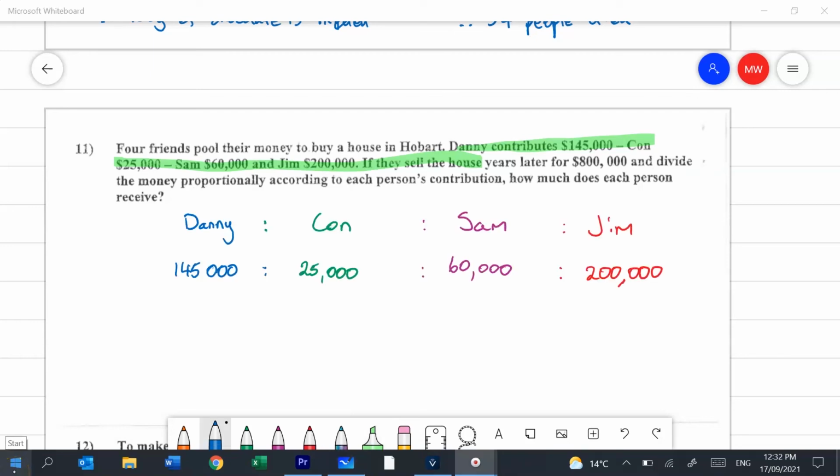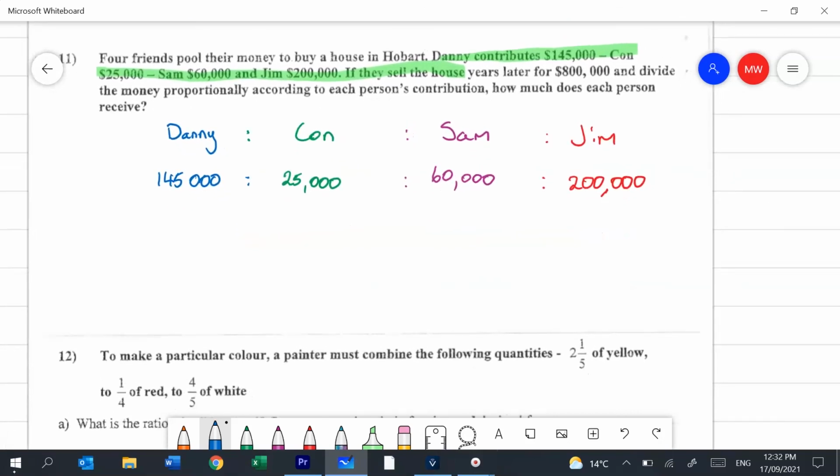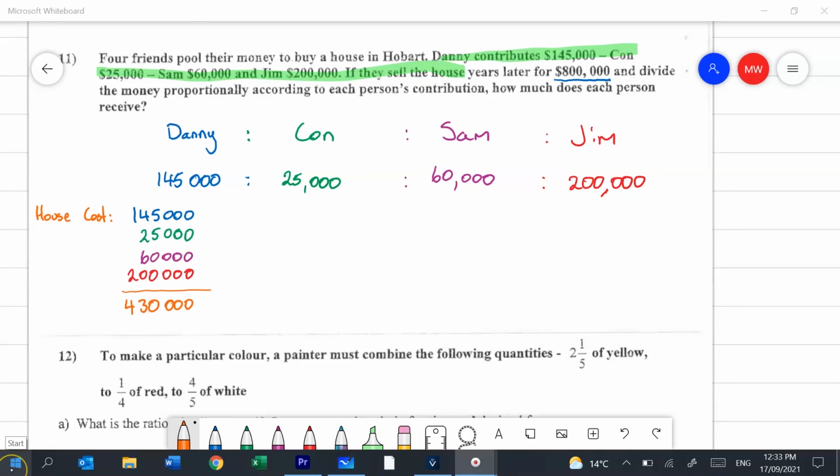So I'll try and keep this color coded for you so we don't lose track of each of the people. But we've got a ratio of Danny to Con to Sam to Jim, and they've contributed the different amounts of money together there. So it's only fair that when they split the $800,000 up when they sell the house, each person gets the ratio of money that they put in, okay? So what we'll do is we better work out how much the house cost to begin with. So I'll pause again and write that out. So if we add it all up, the house originally cost them $430,000.